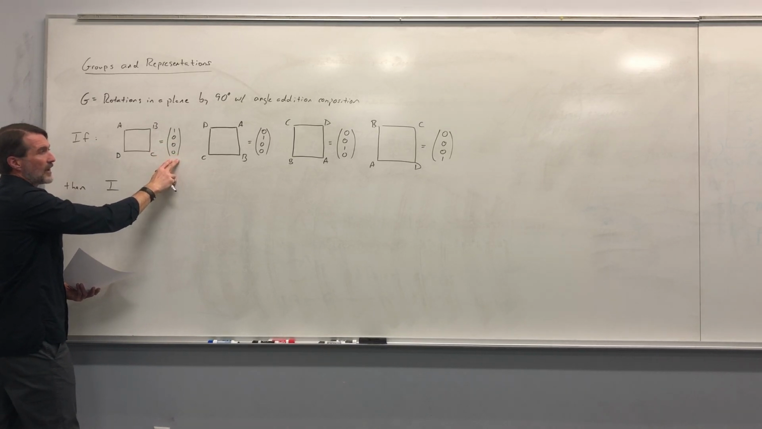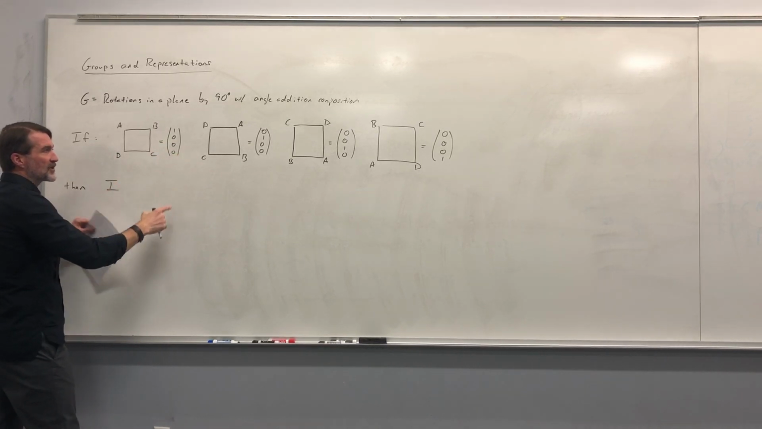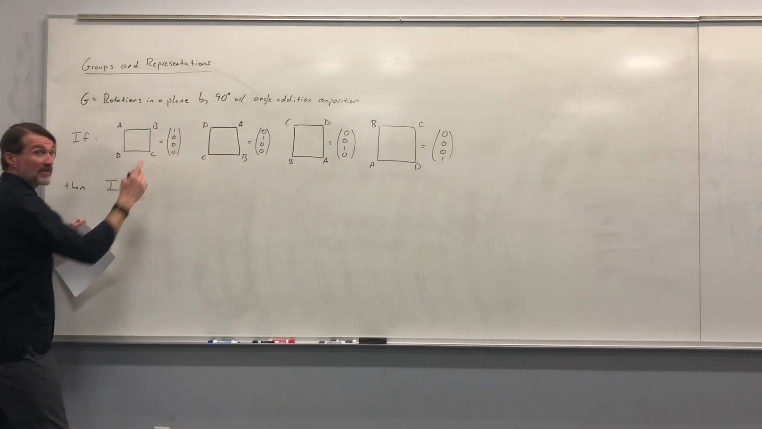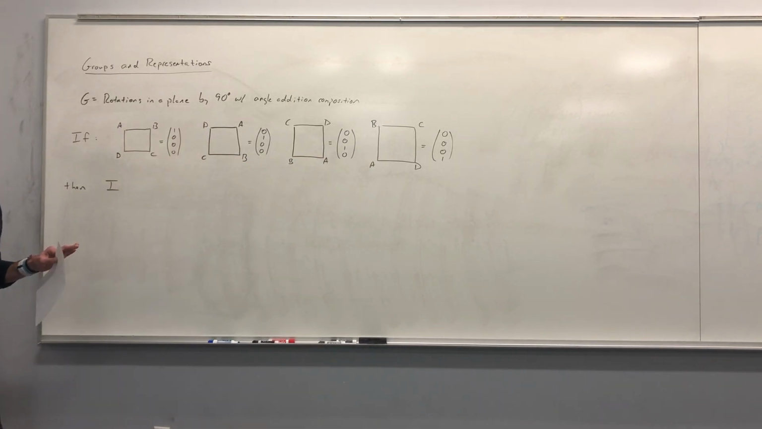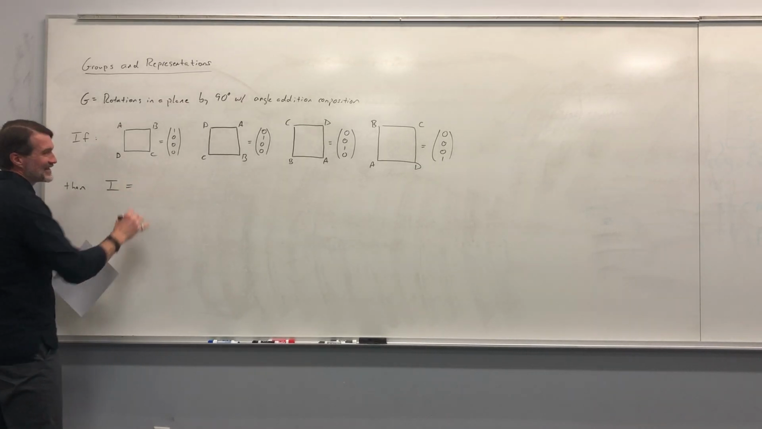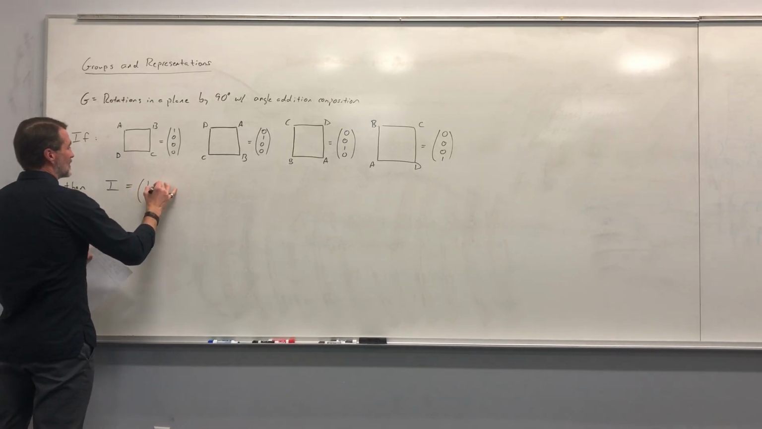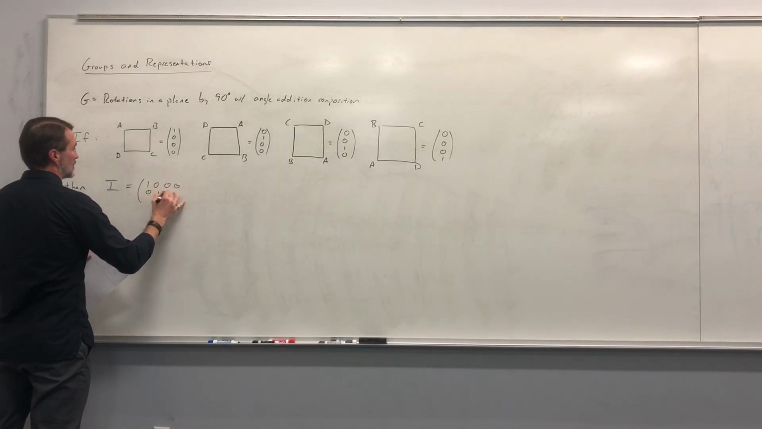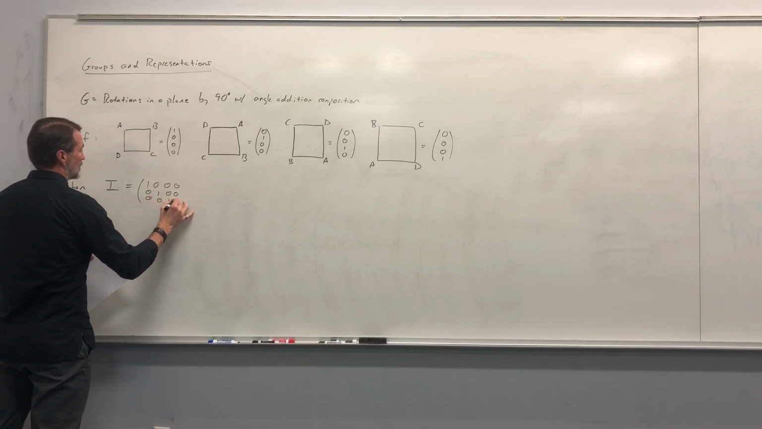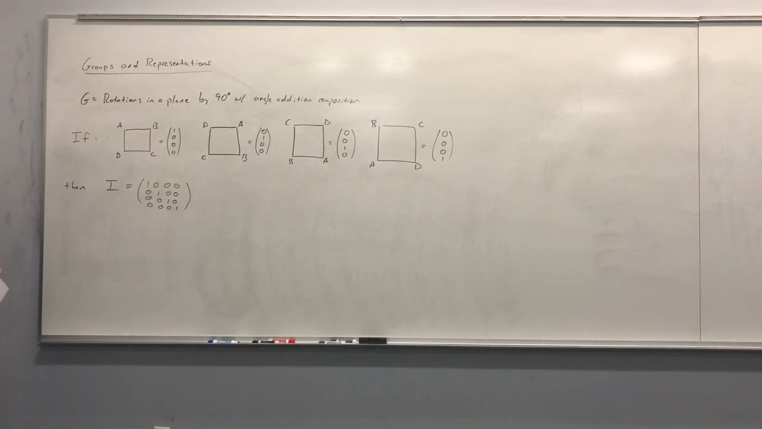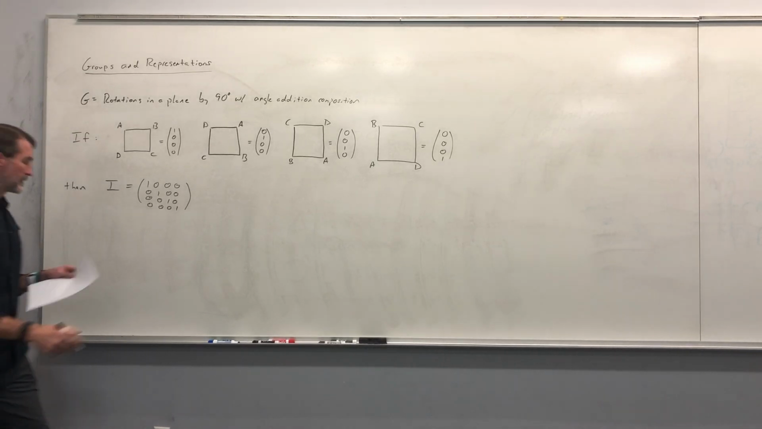But anyway, I want a square matrix which, if it hits this, or this, or this, or this, gives me back the same thing. What is it? The identity matrix. Say it again? The identity matrix? Yeah, well, what is the identity matrix? Yeah, it's ones down the diagonal. There you go. So that is one of the 4 elements of our group.